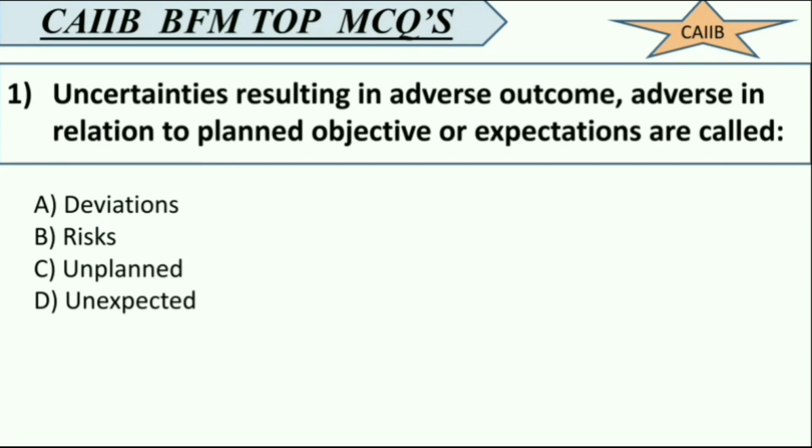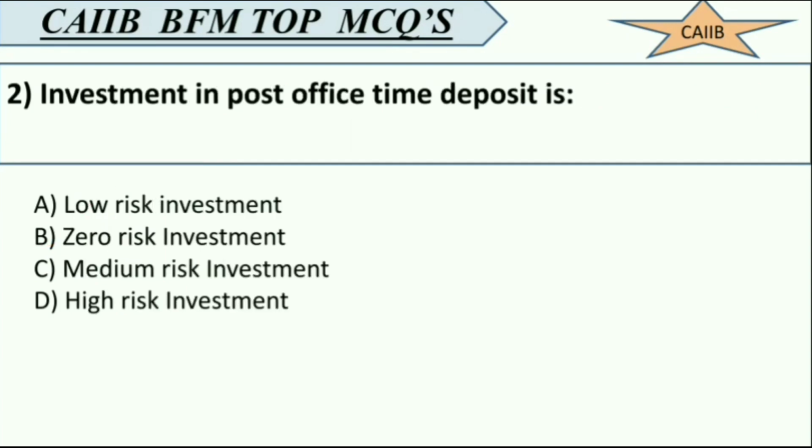Here the first question is, uncertainties resulting in adverse outcome, adverse in relation to planned objective or expectations are called, options are given: deviation, risk, unplanned or unexpected. The correct answer is B, that is the risk. Next question, question number 2.